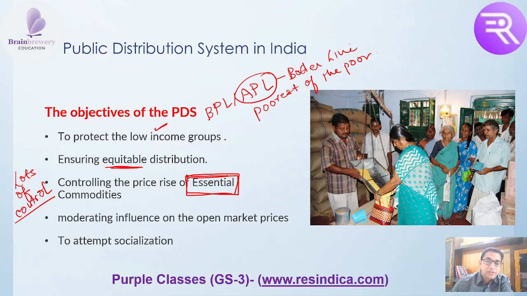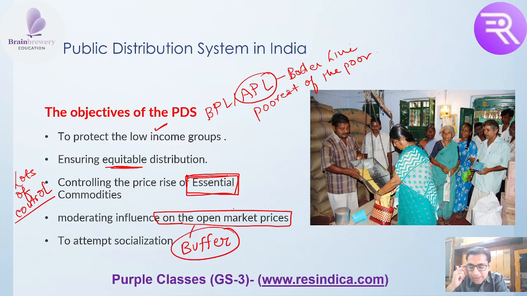Then it helps in moderating the influence of the open market. Sometimes the government has a good amount of buffer stock. Buffer means they are keeping an extra amount. So if all of a sudden there is a sudden price rise of a certain product in the market, the government releases certain product from its buffer stock in order to ease down the prices. Whenever there is an excess amount of product, prices get settled down.